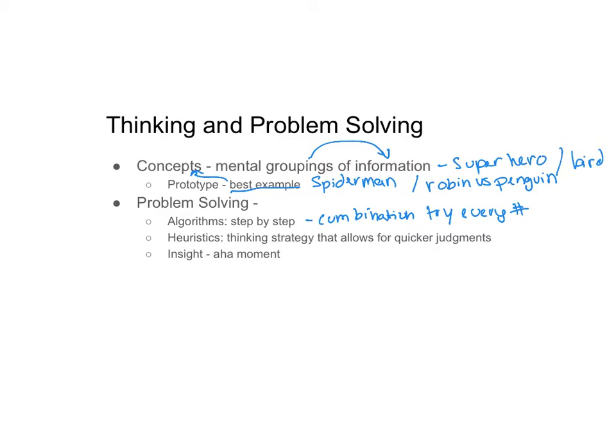to get it. A heuristic is going to be a thinking strategy that allows for quicker judgment. So it's a thinking strategy, it allows it to be quicker. So you might try for that same combination, you may try like a birthday or anniversary. And then the third way of problem solving is an insight or an aha moment. You just get it.